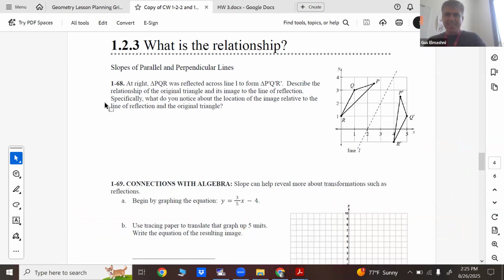Kira, you want to read? Okay, sure. Right triangle PQR is reflected across line l to form triangle P prime Q prime R prime. Describe the relationship of the original triangle and its image to the line of reflection. Specifically, what do you notice about the location of the image relative to the line of reflection and the original preimage?